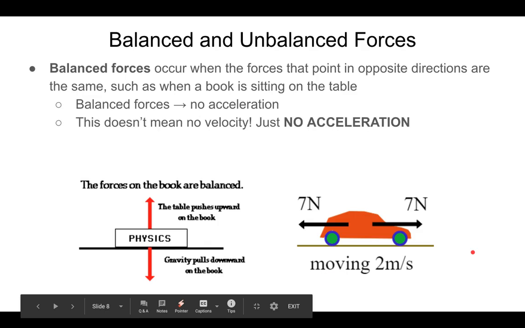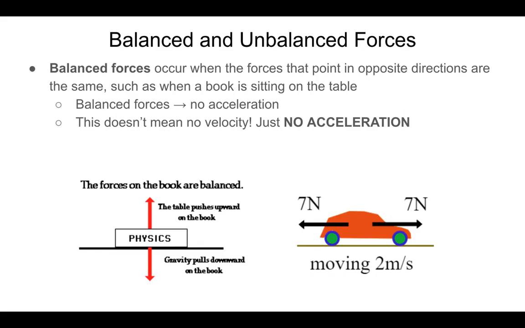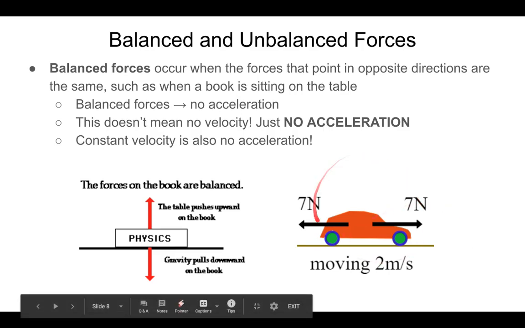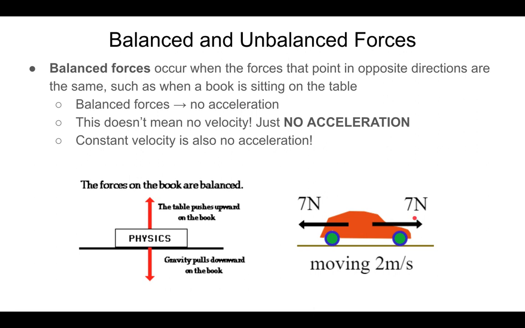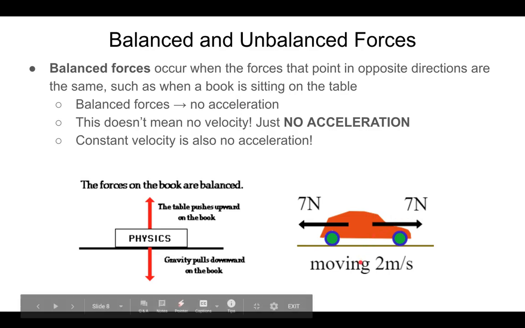Now remember, this doesn't mean we have no velocity when we have balanced forces. It just means we have no acceleration. Constant velocity is also no acceleration. So that's this example right here. If you put your foot on the gas in a car and that engine is going to be pushing forward with a force of 7 newtons, you might still have a resistive force of 7 newtons due to friction and other things within the car and outside the car and things like that. So if those forces are balanced, it doesn't mean this car is not going to move. It just means that it's not going to have an acceleration. Okay, so it could still be moving at a constant velocity.